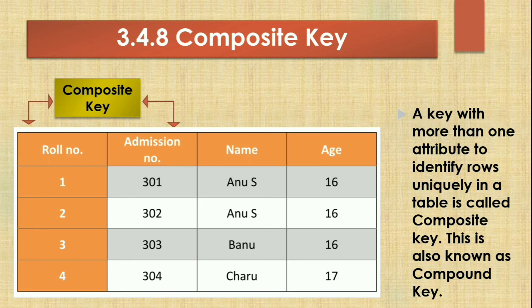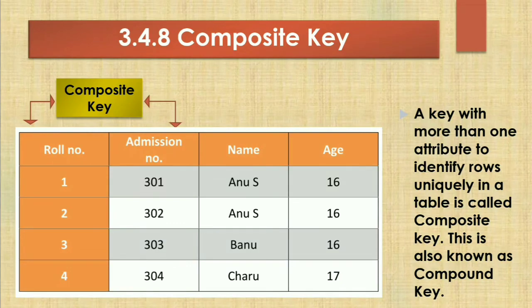You can mention roll number as primary key, or you can mention admission number as primary key. When you have two or more primary keys in a table, then they are called as composite key. It is also known as compound key. So these are the types of keys under RDBMS.